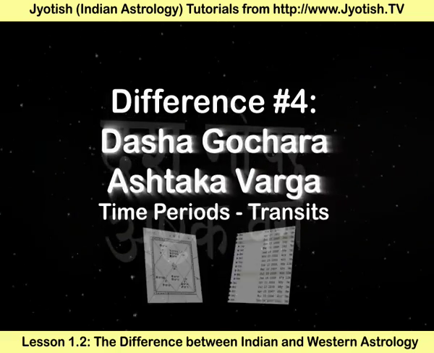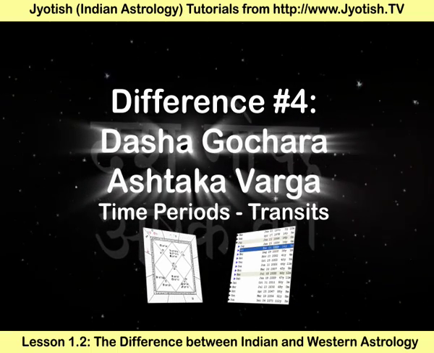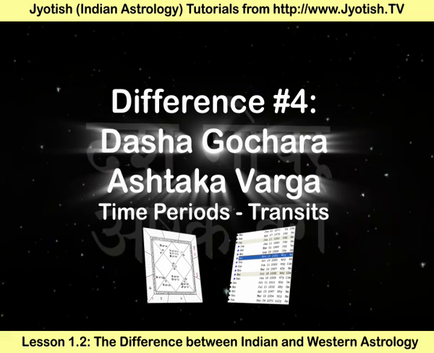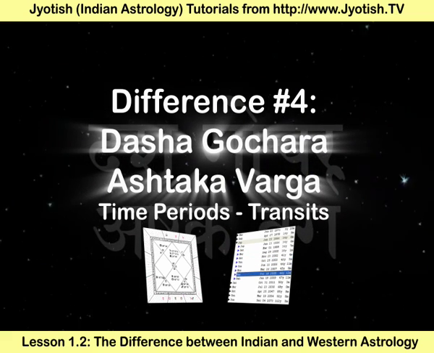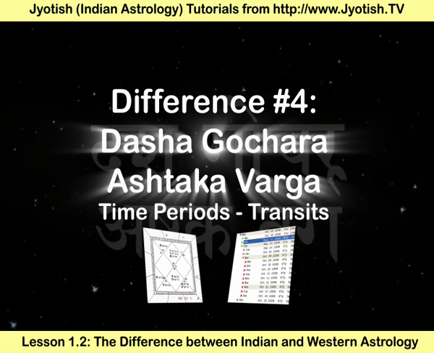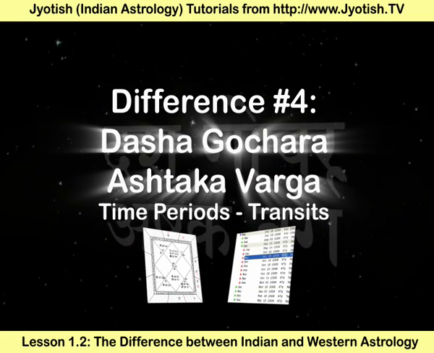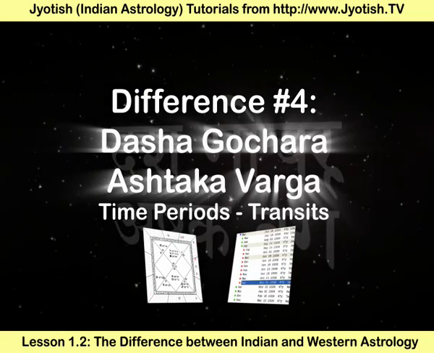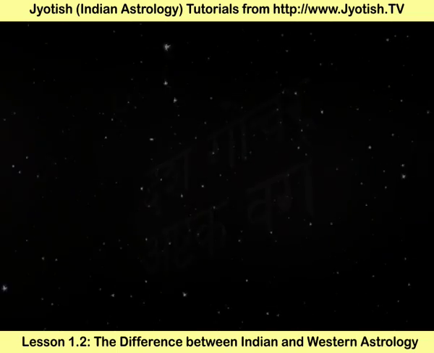Difference number four, predictive techniques: dasha, gochara, Ashtakavarga. Western astrology uses mainly transits and progressions, while Jyotish uses mainly dashas, or planetary time periods, in predictions. Jyotish also uses a different transit system based on the elaborate system of Ashtakavarga.